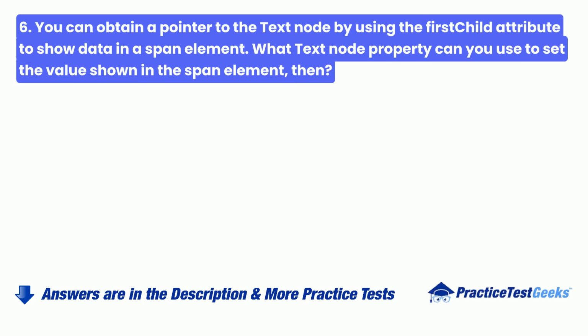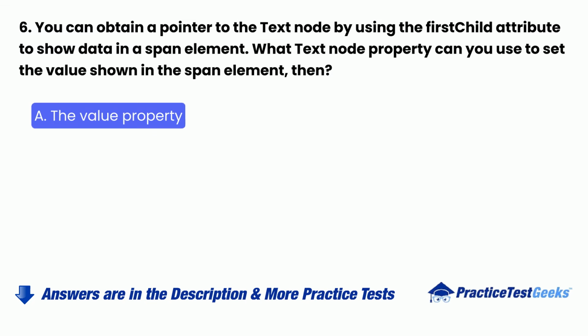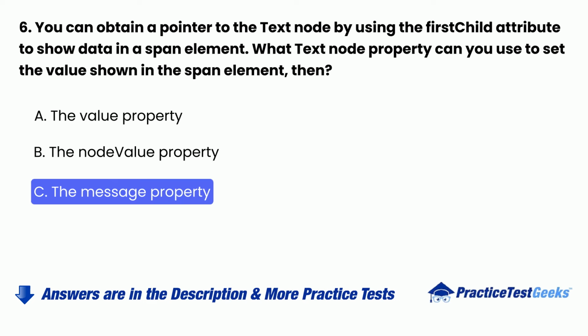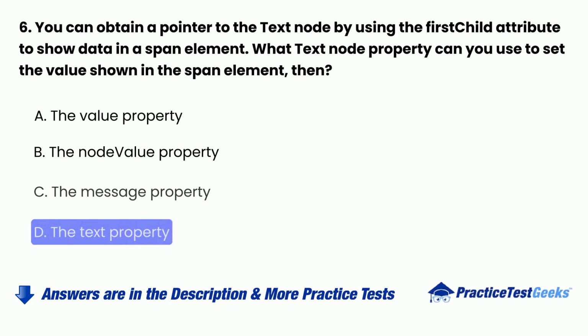6. You can obtain a pointer to the text node by using the firstChild attribute to show data in a span element. What text node property can you use to set the value shown in the span element, then? A. The value property. B. The node value property. C. The message property. D. The text property.